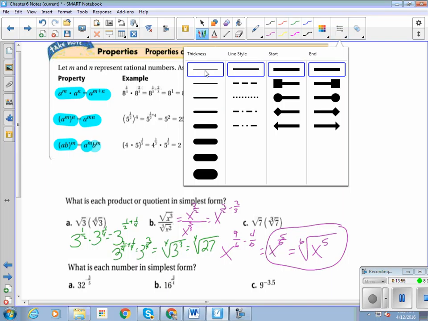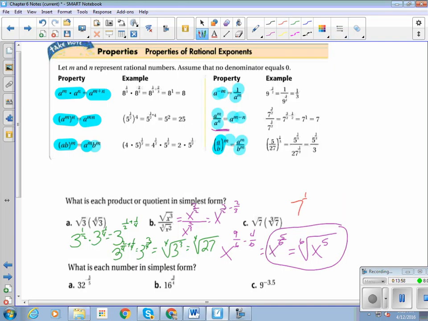Square root of 7 is the same as 7 to the 1/2 times cubed root of 7, that's 7 to the 1/3. We can rewrite that as my exponents being added. 1/2 plus 1/3. So if I have a common denominator of 6, 1/2 is 3/6 and 1/3 is 2/6. 3/6 plus 2/6 is 5/6. So we get 7 to the 5/6, or 6th root of 7 to the 5th power.